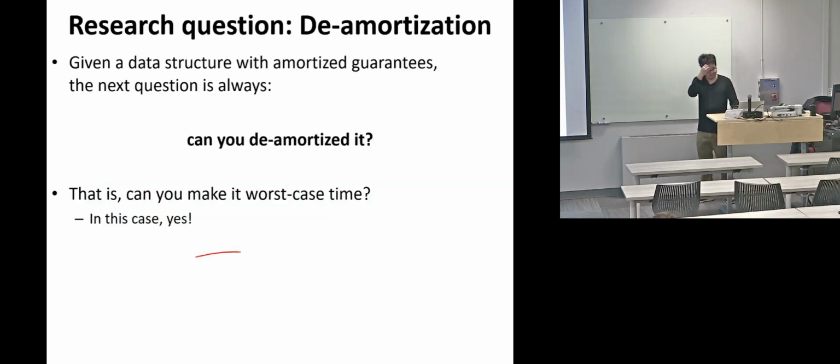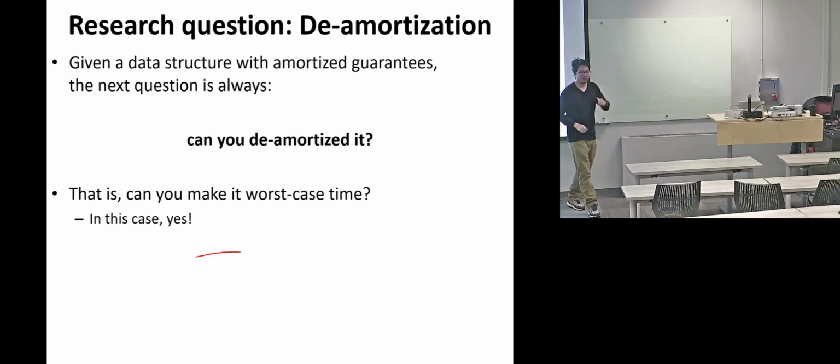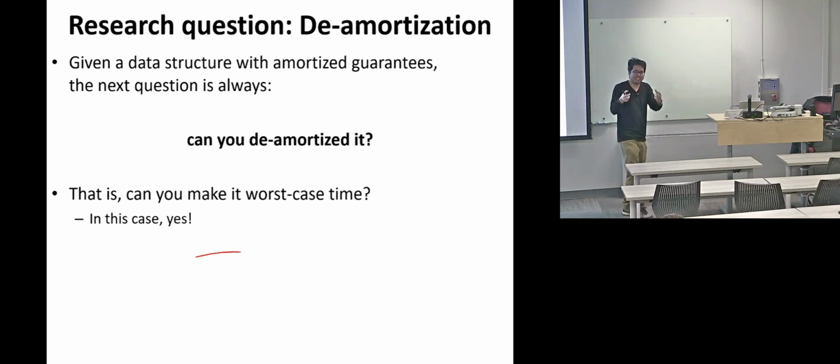Okay, so here is some research question. We have learned some amortized analysis. But whenever you design some data structure with amortized guarantee, usually the next question is, can we de-amortize it? That is, when the bound is amortized, can you make it actually worst case?